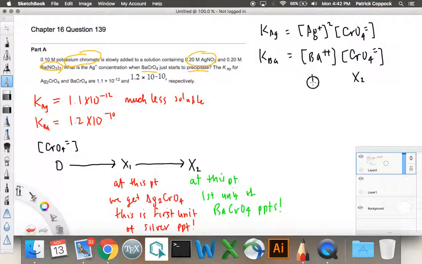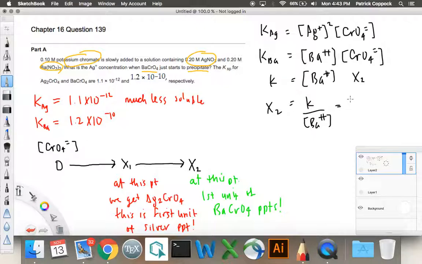x2, you do concentration of barium over K. x2 is equal to K over concentration of barium. Okay, pause the video at this point and fill in those numbers and calculate it.